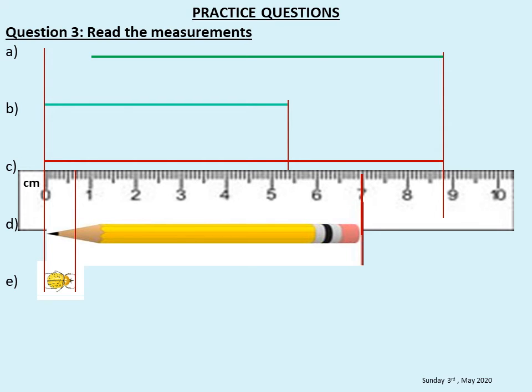Okay, again, line 1 equal to, write the answer. Line 2 equal to, write the answer. Line C equal to, write the answer. Pencil equal to, write the answer. And insect equal to, write the answer. So at this point, you can also pause the video so you can finish up this part, because there's one more part.